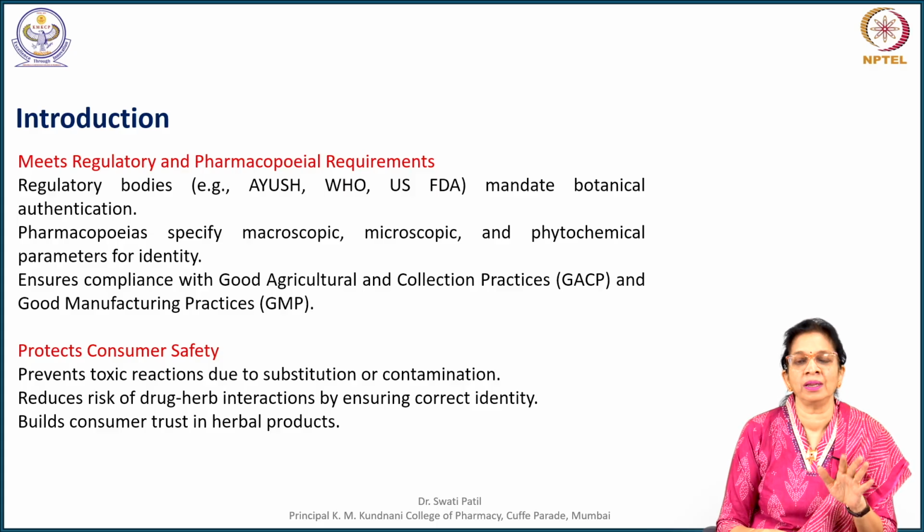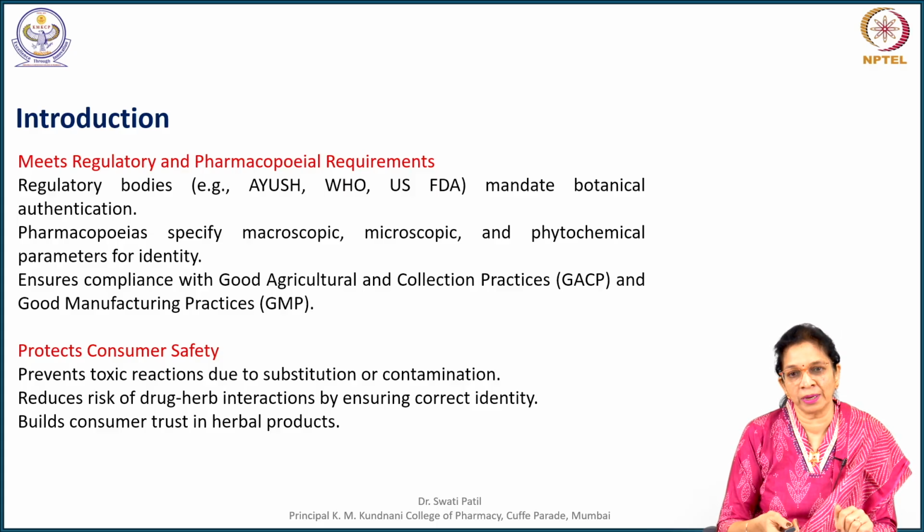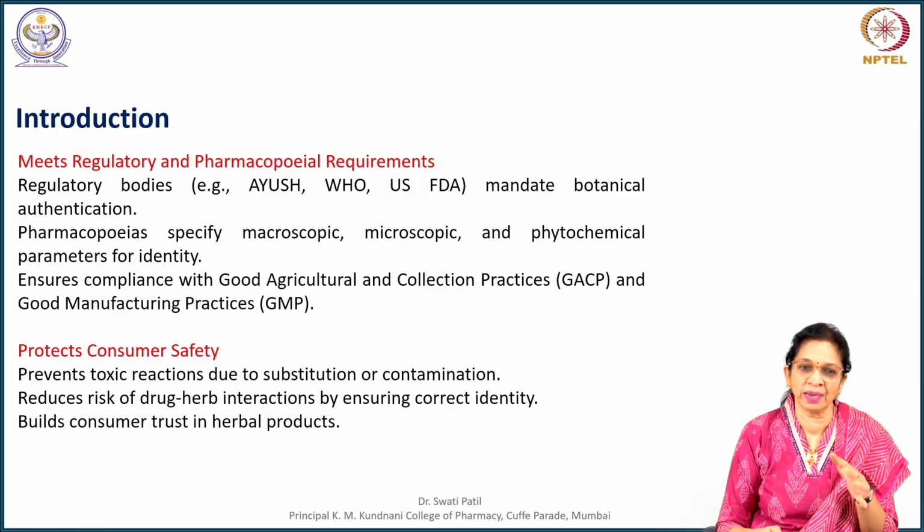Pharmacopoeias specify the macroscopic, microscopic and phytochemical parameters for identity of a particular herb. This ensures compliance with good agricultural and collection practices and also with the good manufacturing practices mentioned today by Ayush and by Government of India. This protects consumer safety. It prevents any toxic reaction due to substitution or contamination.